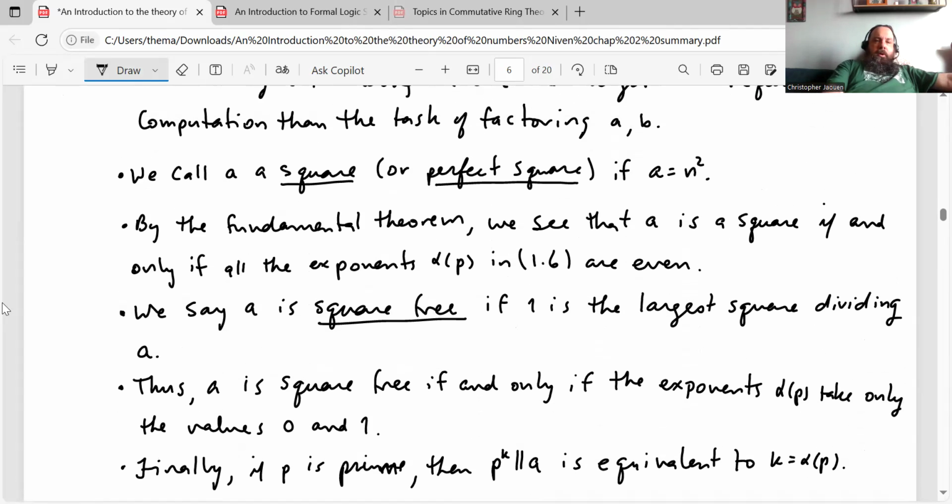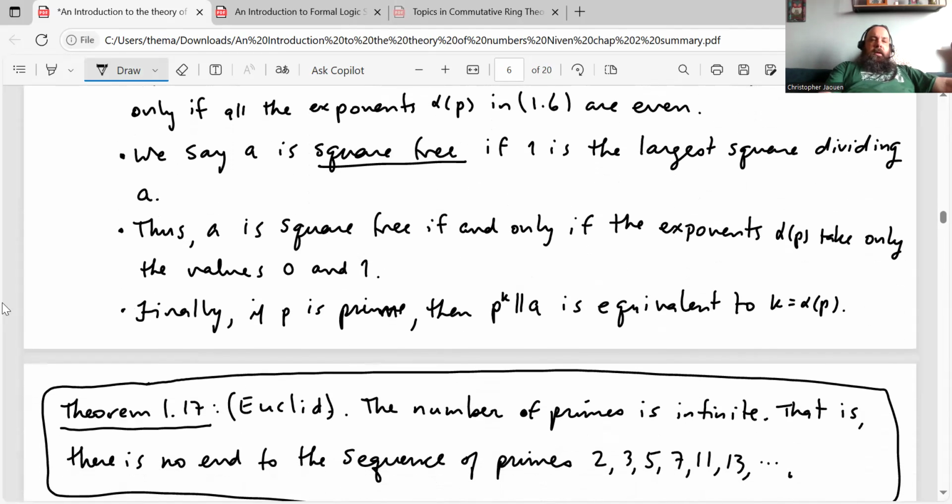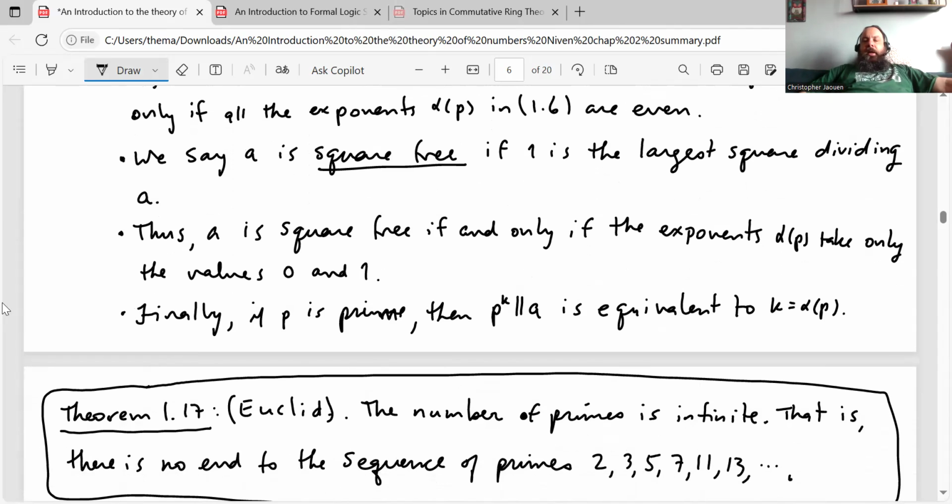Right? We call A a square or a perfect square if A is n squared for some integer n. By the fundamental theorem, we see that A is a square if and only if all the exponents alpha of P in 1.6 are even. We say A is square free if 1 is the largest square dividing A. Thus, A is square free if and only if the exponents alpha of P take only the values 0 and 1. Finally, if P is prime, then P to the K divides A, but P to the K plus 1 does not divide A, is equivalent to K equaling alpha of P.